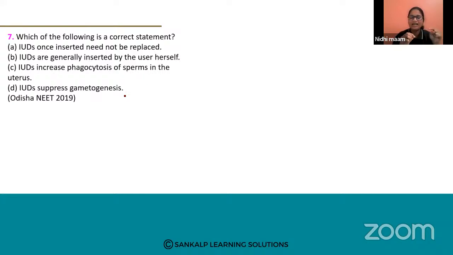And the other three are wrong statements. First, it need not be replaced. It will be replaced. It is generally inserted by the doctors, not by the person herself or himself. Usually IUDs are inserted in the female. IUD suppresses gametogenesis. It will not affect gametogenesis. So all these three are wrong statements related to IUDs.